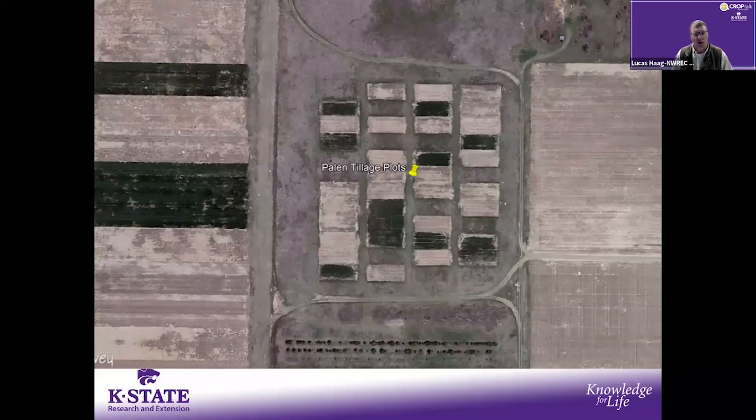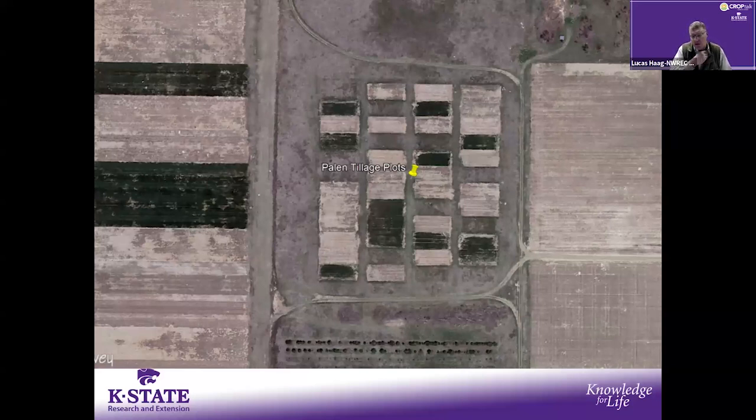This is just an aerial view of it. As I mentioned, it was native sod up until the late 80s, would have been '88, '89 when these plots were broken out. And Alan had the foresight, something that's really unique. There are other studies similar to this. There's a long-term rotation study at Akron, Colorado, but there's not a tillage part of that.